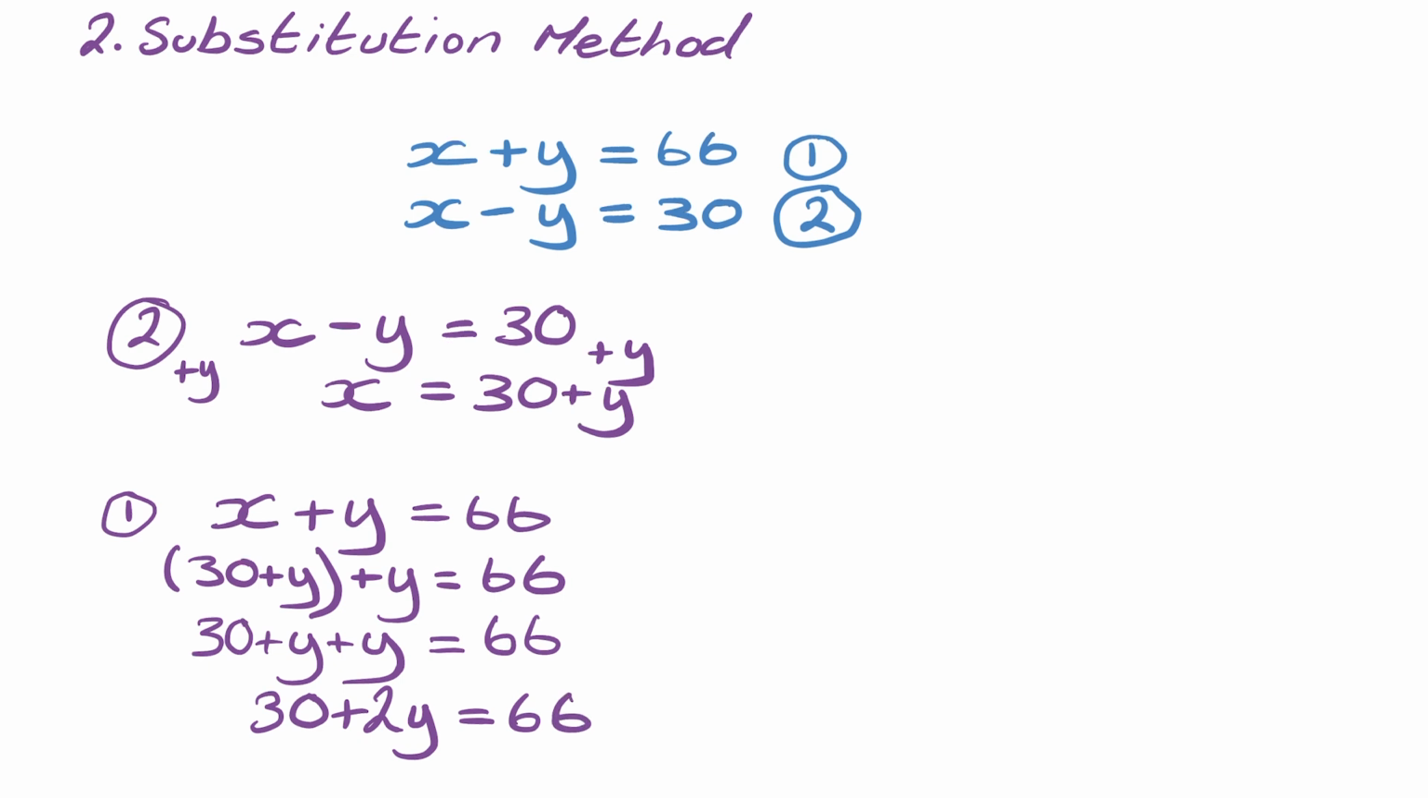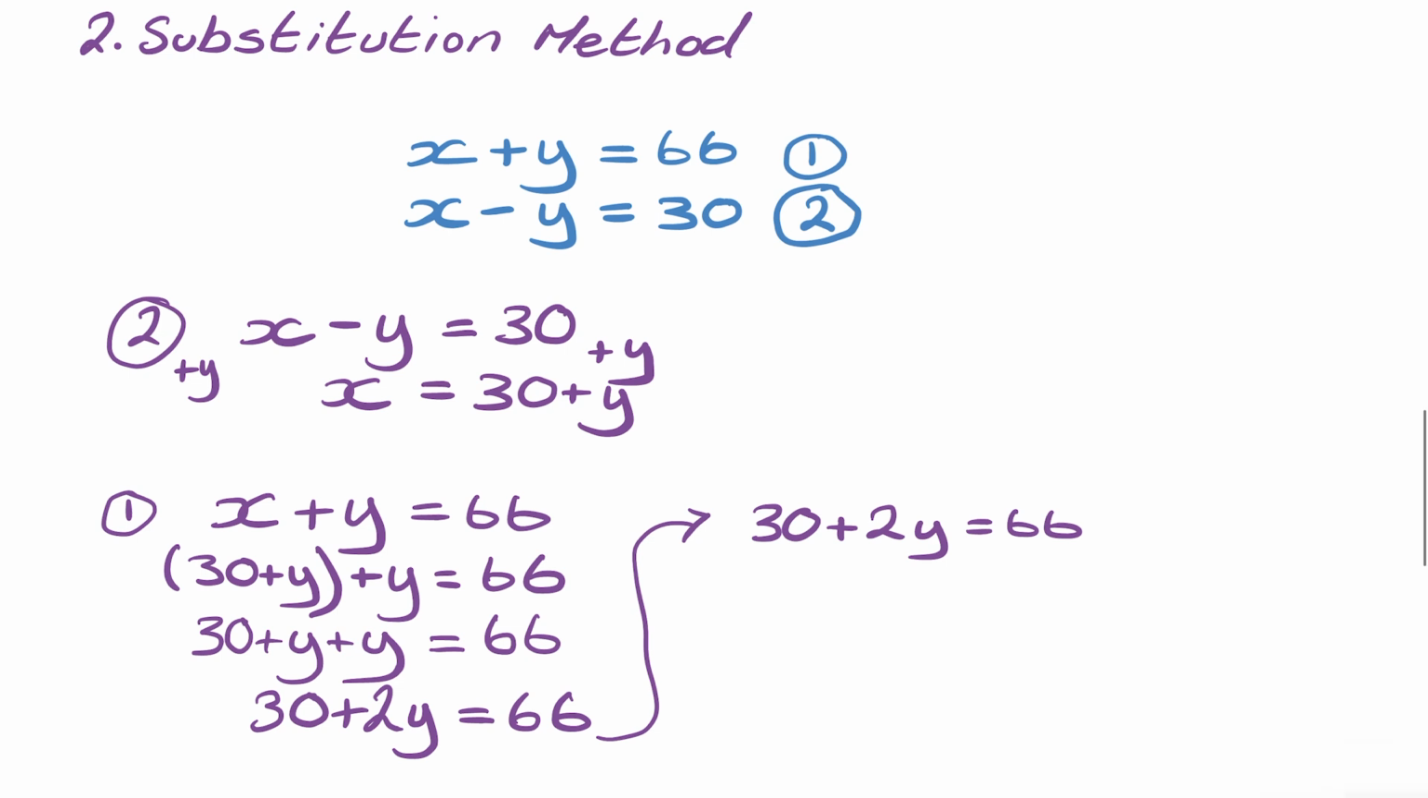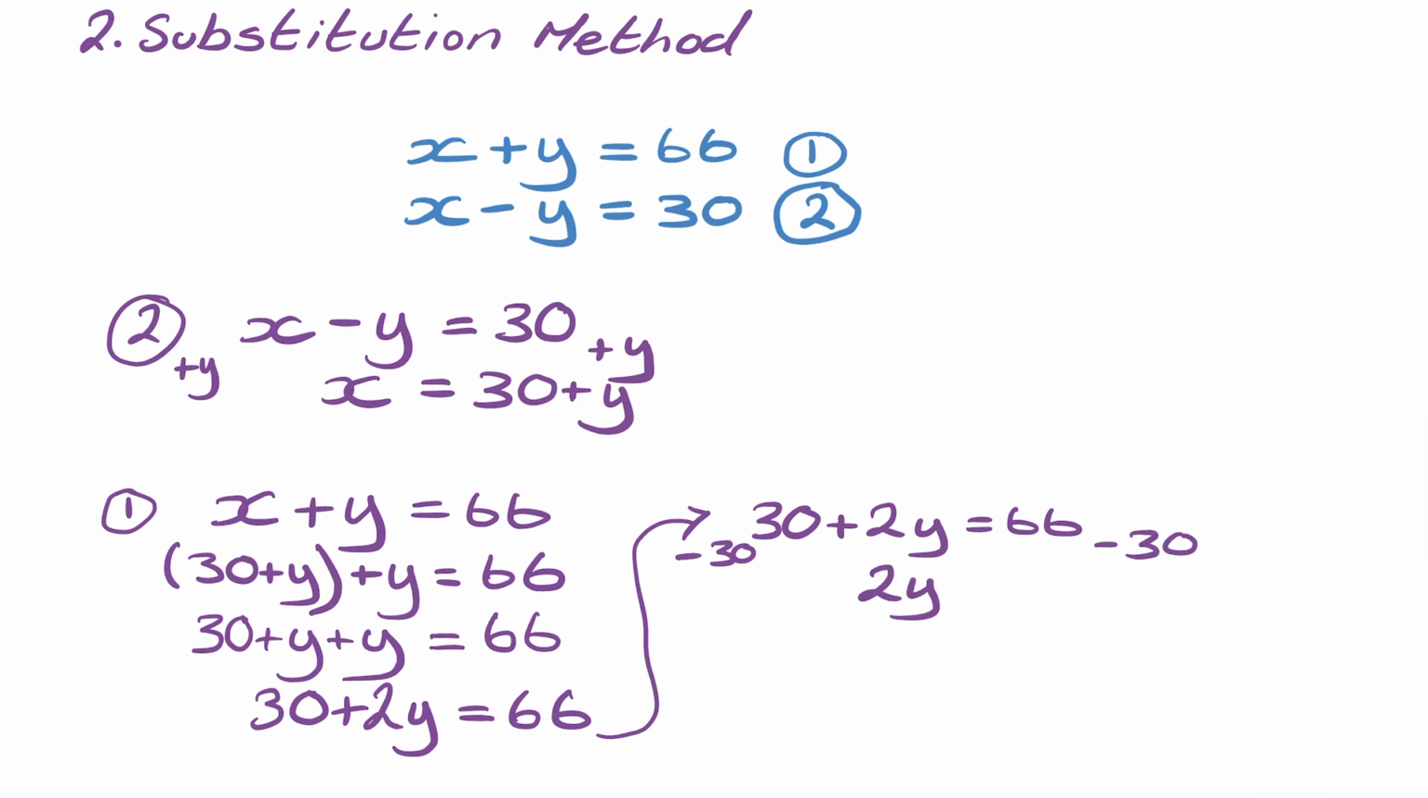And then we're going to subtract the 30. Let's move it up here actually. And subtract 30 from both sides. That gives us 2y equals 36. Divide both sides by 2. So y equals 18.